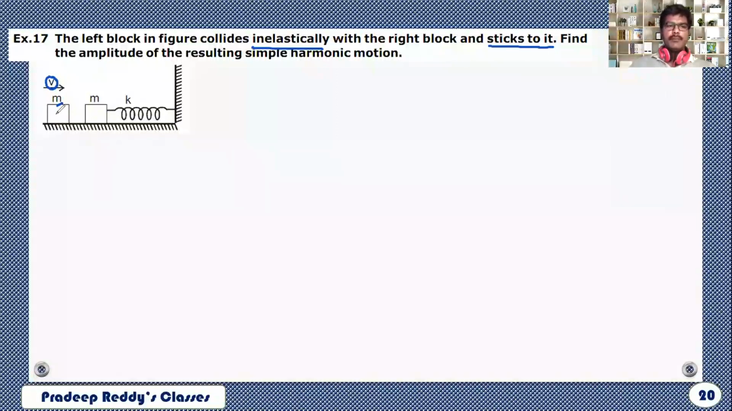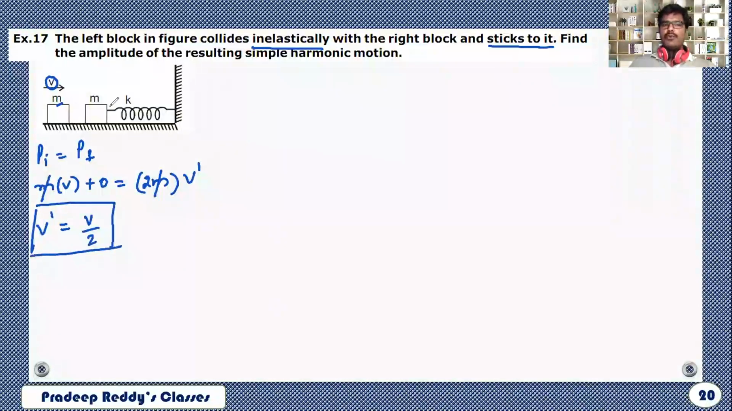Therefore, when both masses stick together, their final velocity will be v by 2, because P initial should be equal to P final. Initial momentum is m into v plus 0, equal to, after collision, the two masses stick together, so their mass will be 2m, and their velocity, let me consider it as V dash. Then this m and this m get cancelled. V dash will be equal to V by 2.